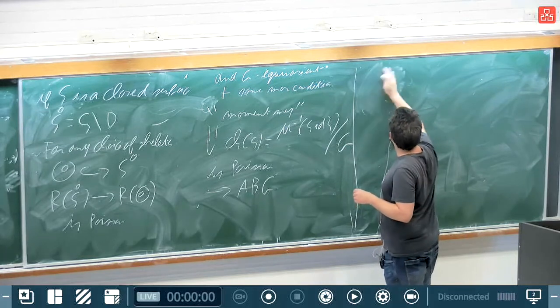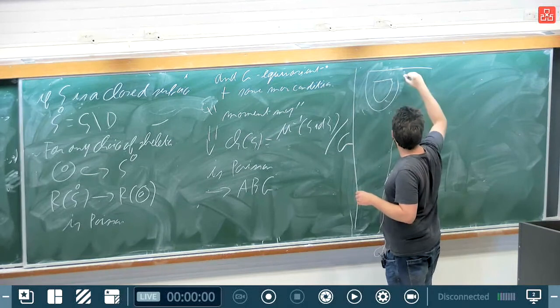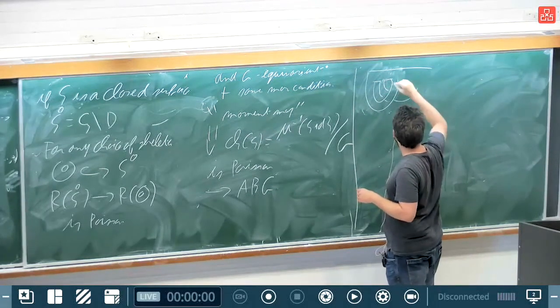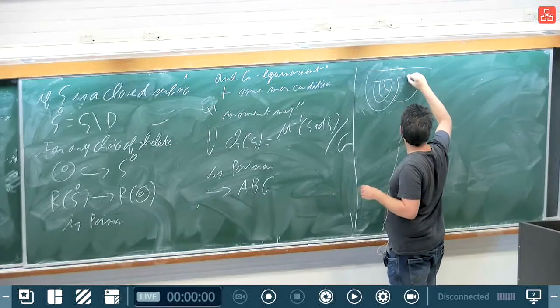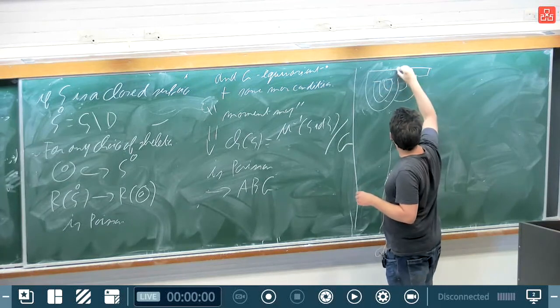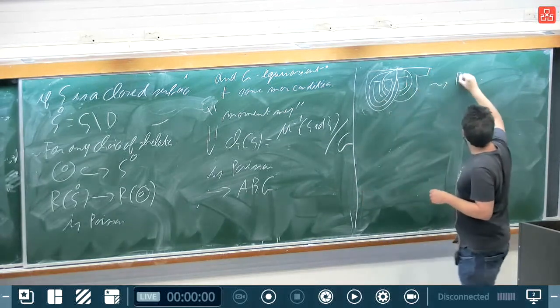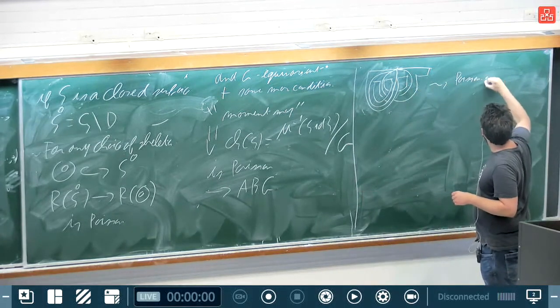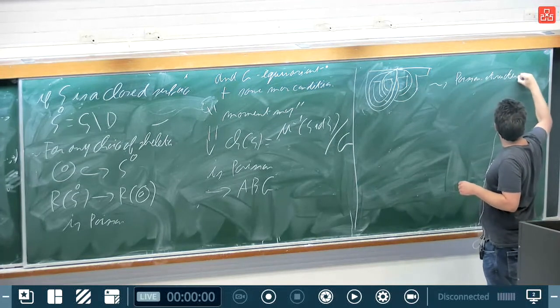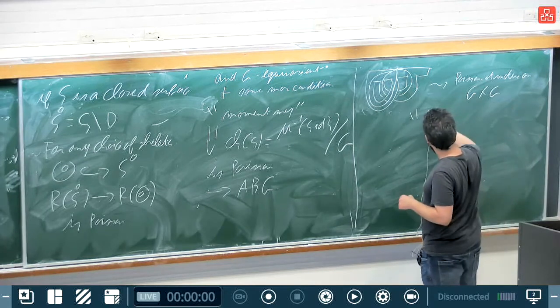I should probably draw the surface before. If you take a punctured torus, we get a certain Poisson structure on G cross G, which is called a Heisenberg double.